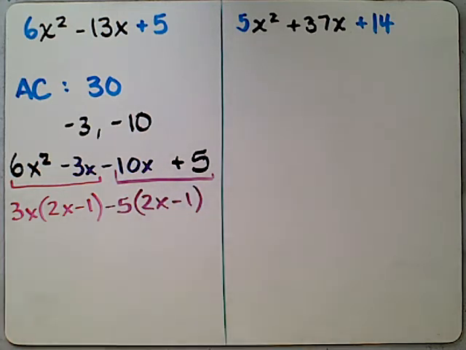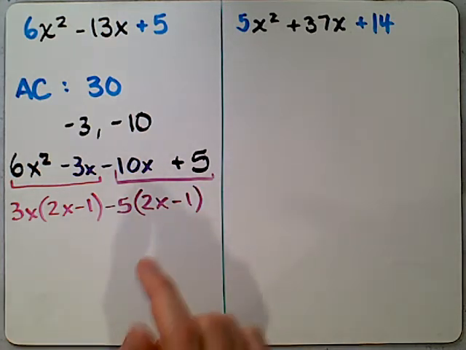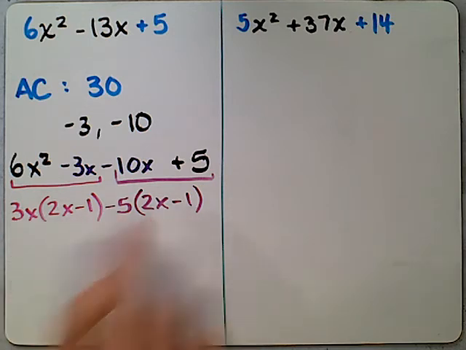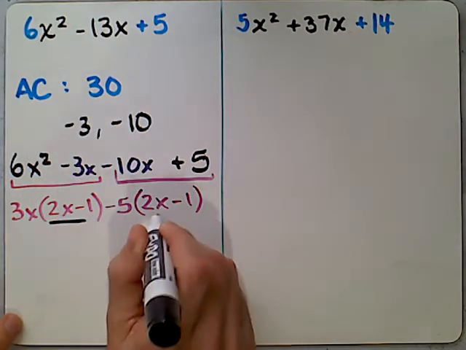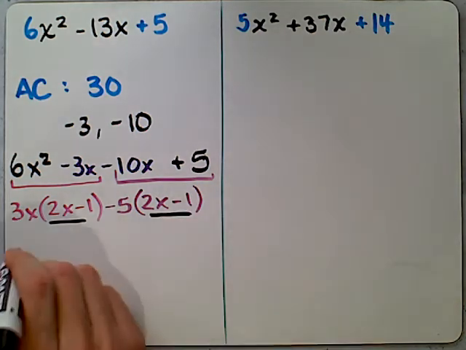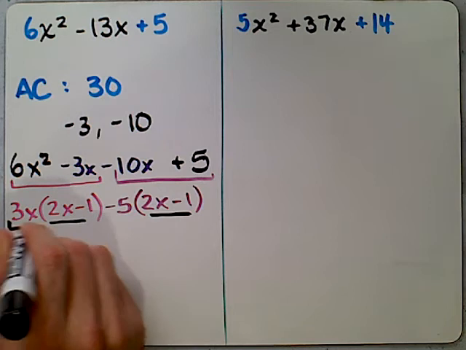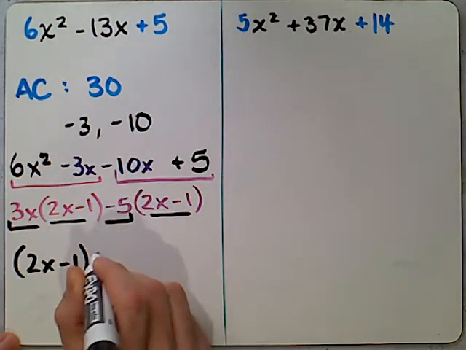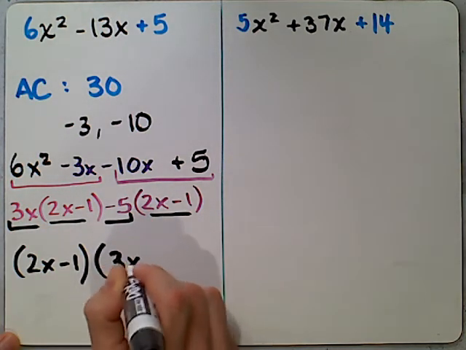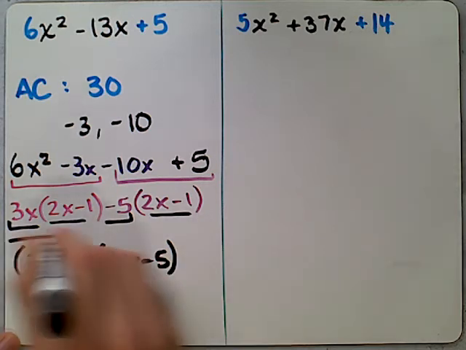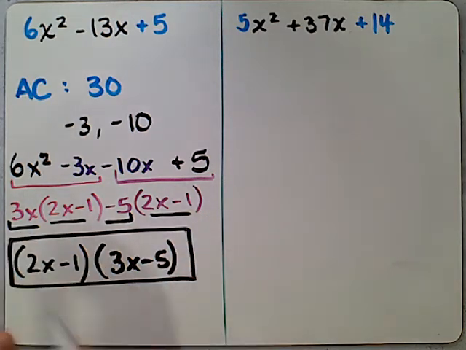Just like we did in previous weeks on factoring by grouping, we're going to pay attention to what's inside the parentheses, making sure it matches up. In this case, the 2x minus 1 from here is the same as the 2x minus 1 from here. So we can write down that as our factor there, and leave the remaining 3x minus 5 as our other factor, leaving us with 2x minus 1 times 3x minus 5. You can always go back and check your work here.